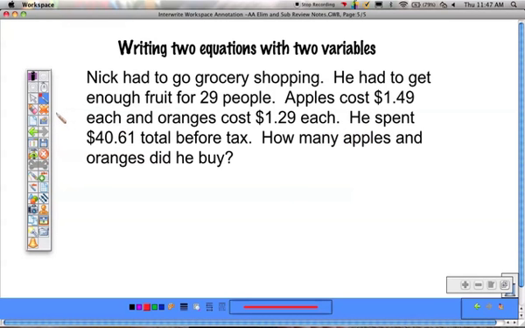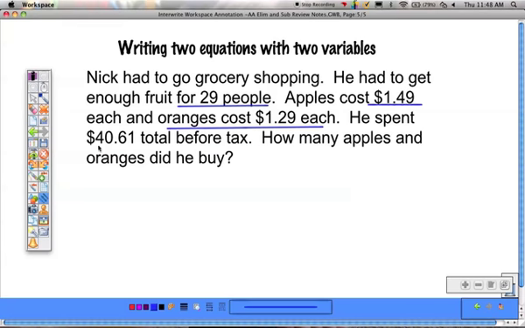Let's practice writing 2 equations with 2 variables. So we had Nick. He had to go grocery shopping. He had to get enough fruit for 29 people. Apples cost $1.49 each, and oranges cost $1.29 each. He spent $40.61 total before tax. How many apples and oranges did he buy? Okay, so let's underline the important information here. He had to get enough fruit for 29 people. Apples cost $1.49. Oranges cost $1.29, and he spent $40.61.